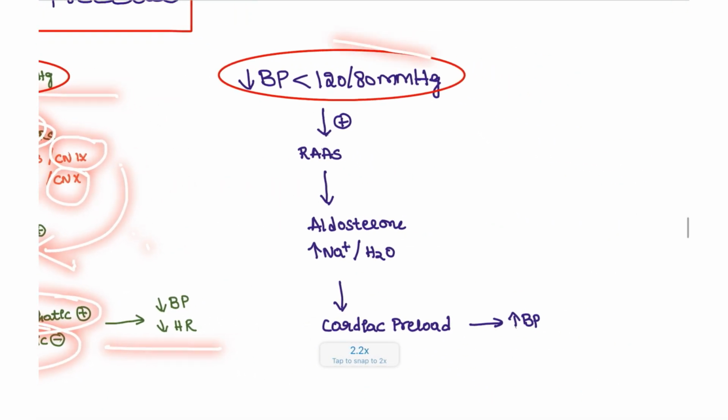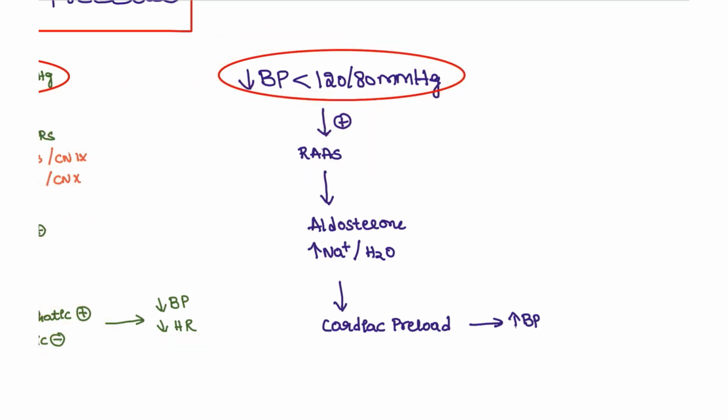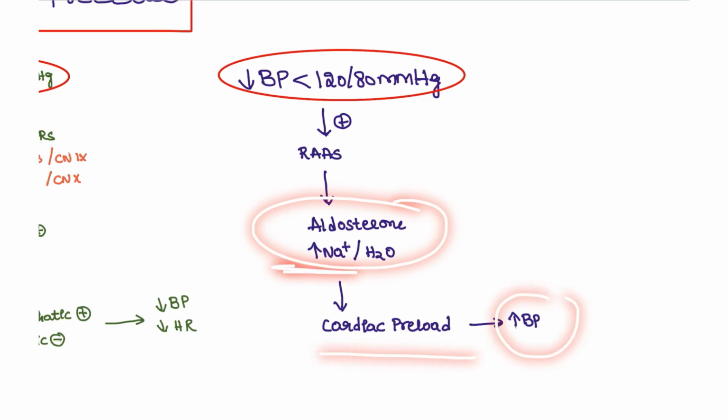Whereas if you have decreased blood pressure, it will activate the RAS system, the renin-angiotensin system. It will activate the aldosterone, increase the sodium levels, and increase the cardiac preload and increase the blood pressure.